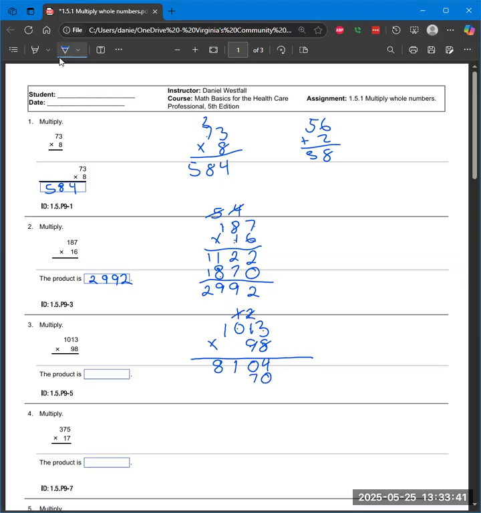9 times 3 is 27. 9 times 1 is 9, plus 2 is 11. 9 times 0 is 0, plus 1 is 1. And 9 times 1 is 9. 4 plus 0 is 4. 0 plus 7 is 7. 1 plus 1 is 2. 8 plus 1 is 9. And then bring down the 9. So we have 99,274.